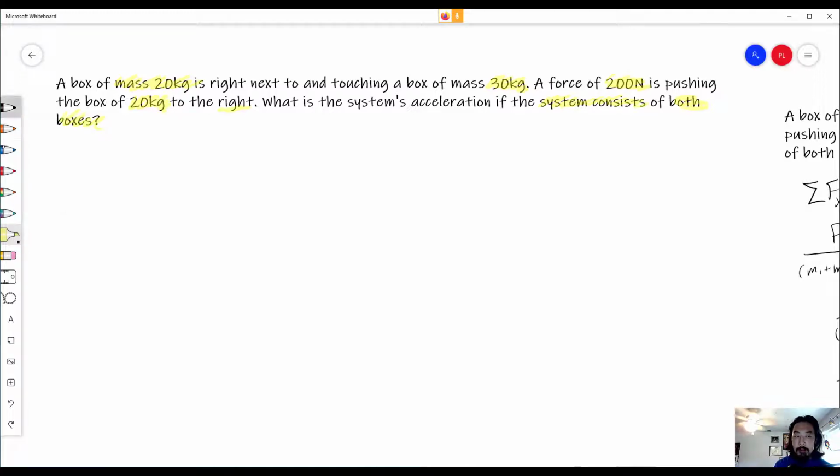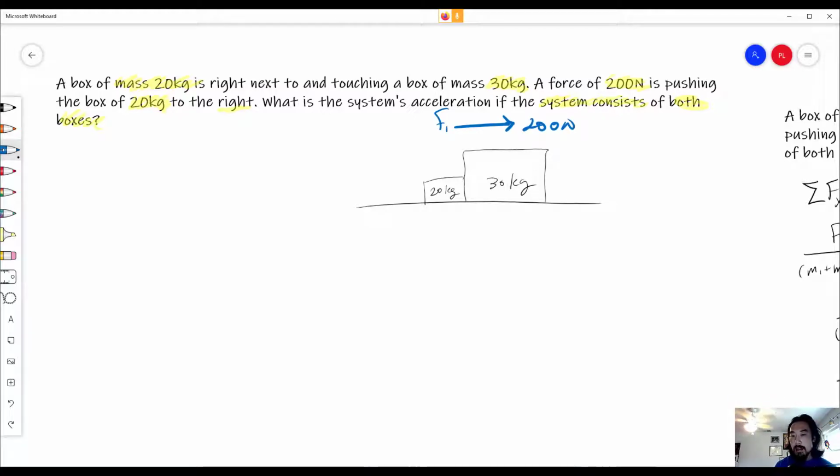Like all good problems, it is good to start off with a drawing. So I have here a 20 kilogram block and a 30 kilogram block. I'm not going to draw the vertical forces for this scenario just yet. I will do that later. But now we are going to draw the force of 200 newtons, pushing this 20 kilogram block to the right. I'm just going to do that up above, to indicate that this force is pushing this entire system to the right.